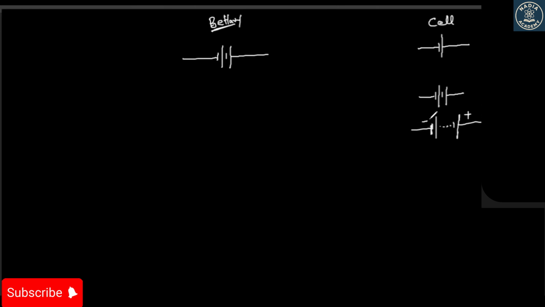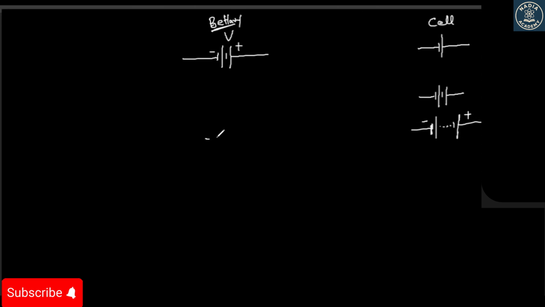The smaller terminal is the negative terminal, and the bigger terminal is the positive terminal. So this is our battery. You can say this is a source of potential difference. You must also mind my each and every word when I'm speaking, because these are very important. So the smaller side is the negative terminal, the bigger side is the positive terminal.